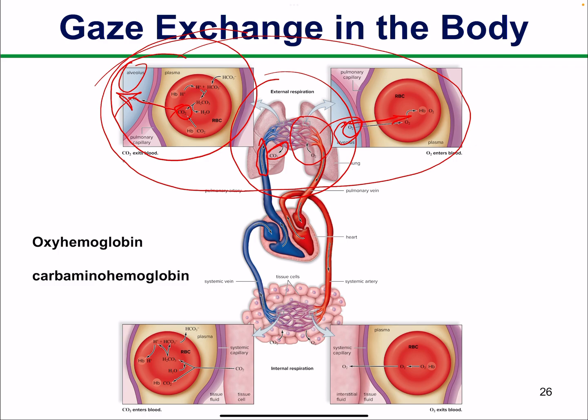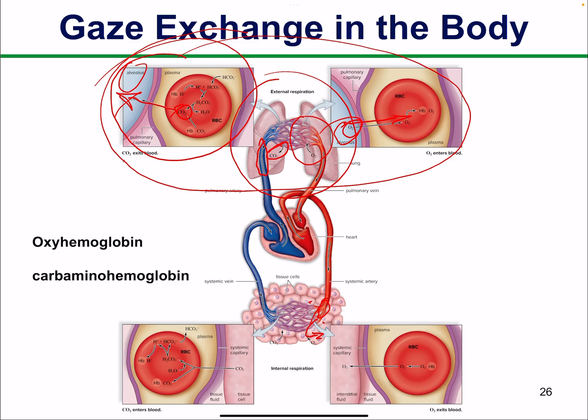How about the tissues? In the tissues, it's going to be the opposite. What do we mean? We mean that the blood here in the blood vessel is loaded with oxygen, while the cells in the tissues are poor with oxygen. So oxygen is going to diffuse from the blood toward the cells.